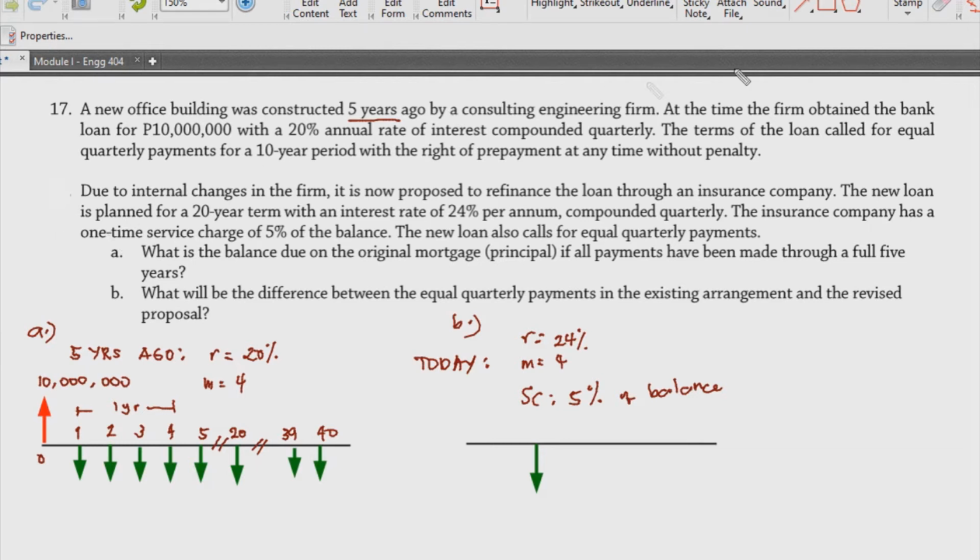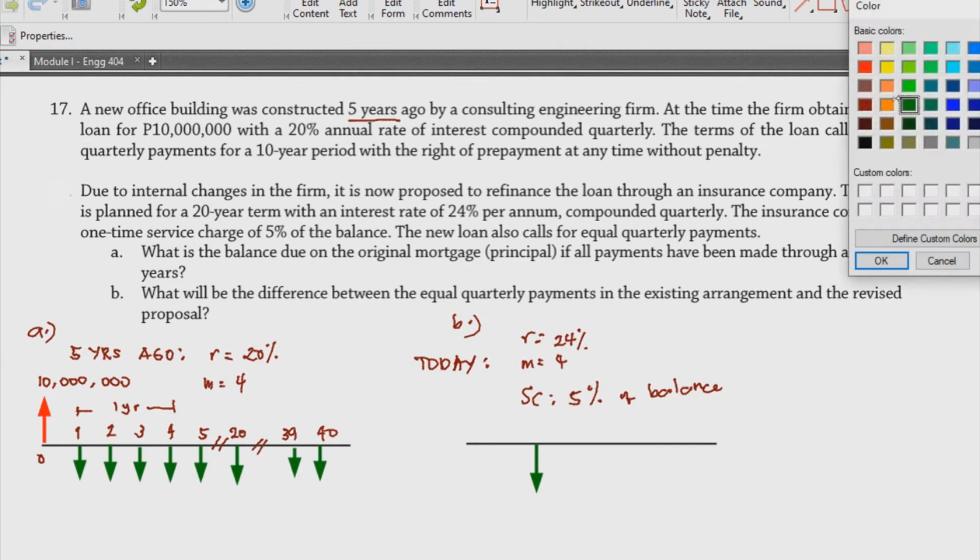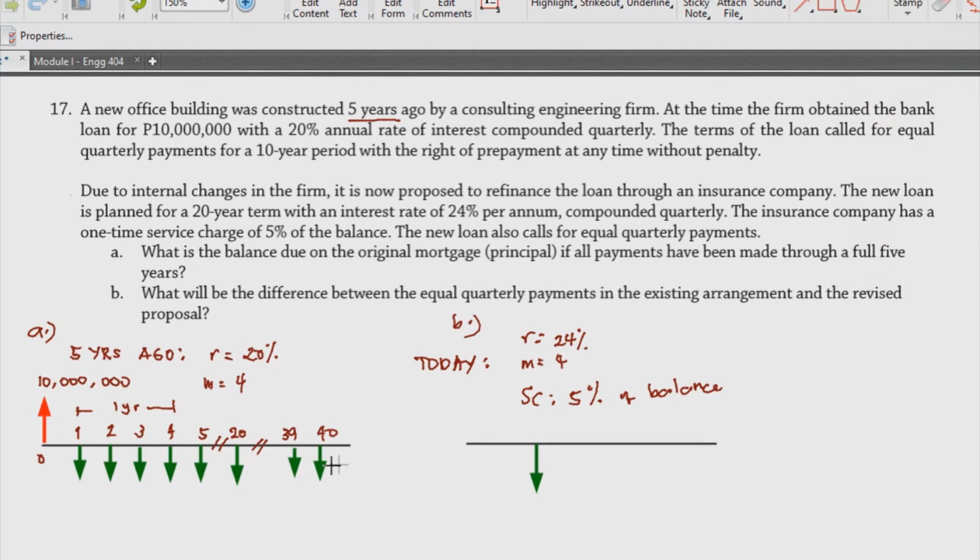So we can first find our annuity. And what is the annuity that we are supposed to be paying? We can take these annuities, or our quarterly payments, to the present, and then evaluate this annuity. That is always our first step.